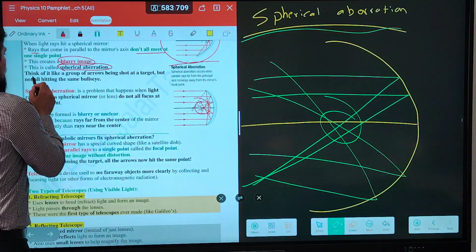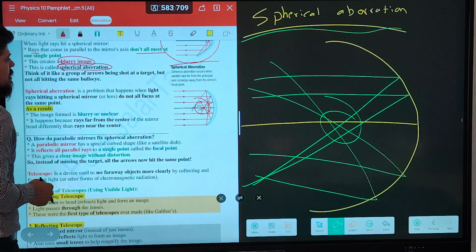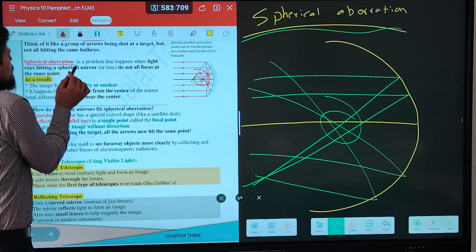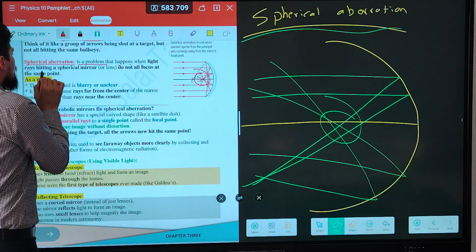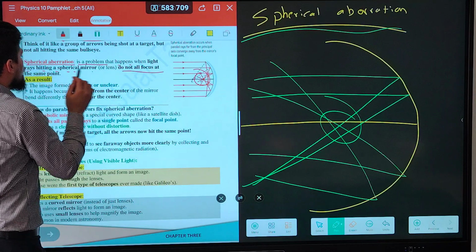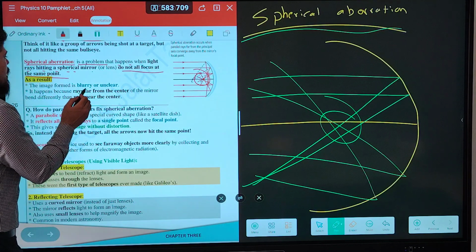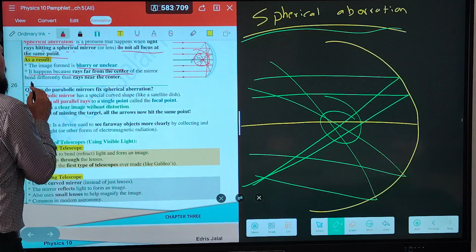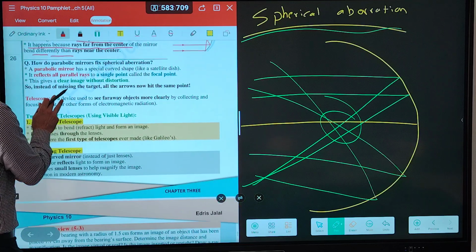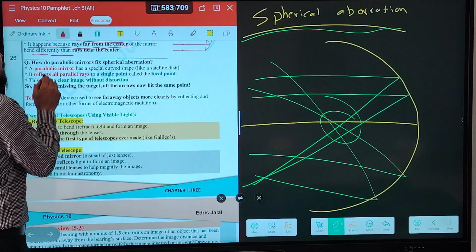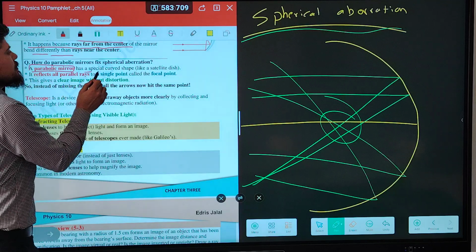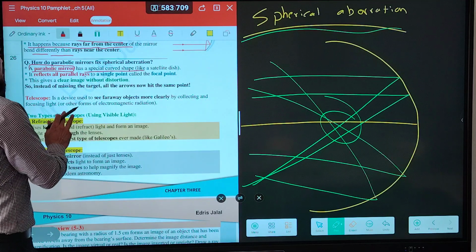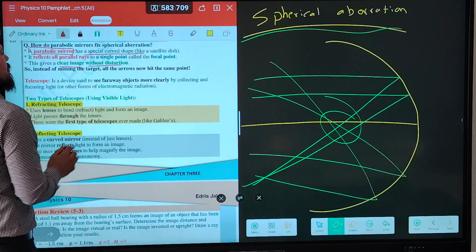Think of it like a group of arrows being shot at a target, but not all hitting the same bullseye. What is spherical aberration? It is a problem that happens when light rays hit a spherical mirror but do not all focus at the same point. As a result, the image is blurry or unclear. It happens because rays far from the center of the mirror bend differently than the rays near the center. So how does a parabolic mirror fix spherical aberration? It has a special curved shape like a satellite dish and reflects all parallel rays to a single point called the focal point. This gives a clear image without distortion.